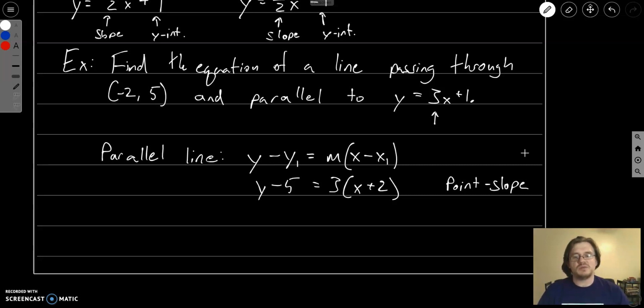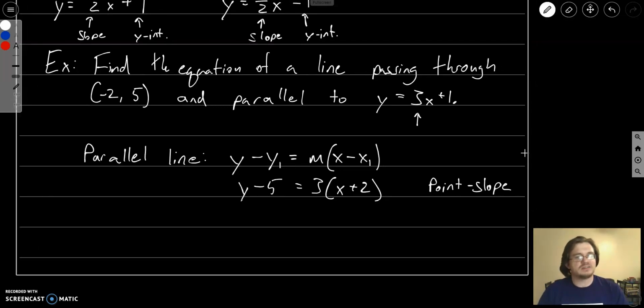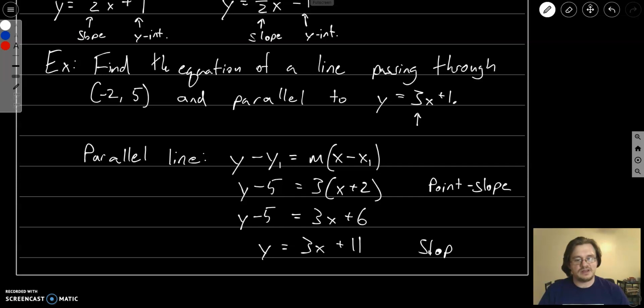But maybe we prefer slope intercept form. It's a perfectly valid way to write an equation. So let's simplify this. Y minus 5, and then we'll have 3x. Multiply this across to get 6. And then if I add 5 to both sides, I'll get y is equal to 3x plus 11. And this is going to be slope intercept form.